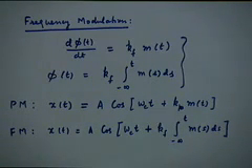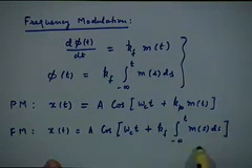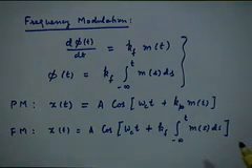I hope again it's obvious, right. We are just substituting for phi of t. Phi of t in this case is this integral. In the case of phase modulation, it is equal to k p times m of t. Any questions?